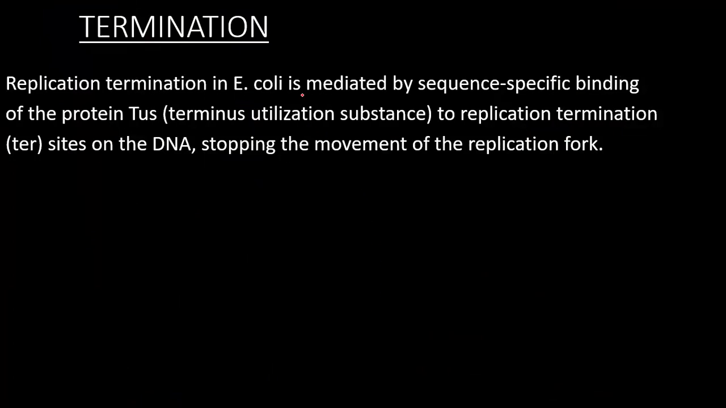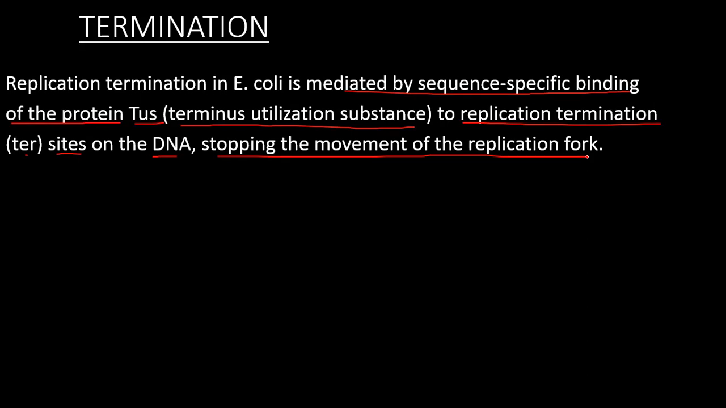So I think termination in E. coli is usually mediated by the sequence-specific binding of a protein known as the Tus protein, the terminus utilization substance, which binds to the replication termination site, the Ter site on the DNA, and stops the movement of the replication fork. Okay, and that is how it is terminated. Also, because the chromosome is circular, we started somewhere here, and the replication forks are growing in this direction and the other one in this direction. If these replication forks meet here, that will also terminate DNA replication.